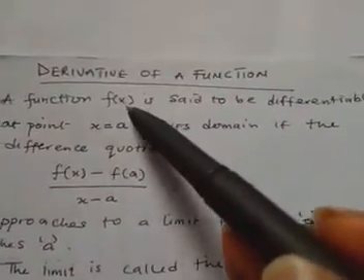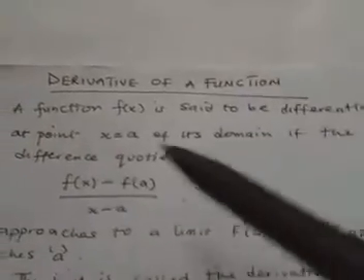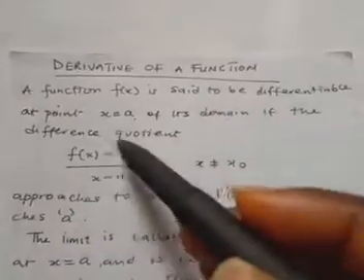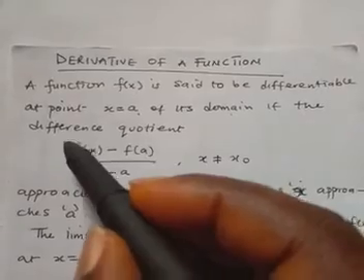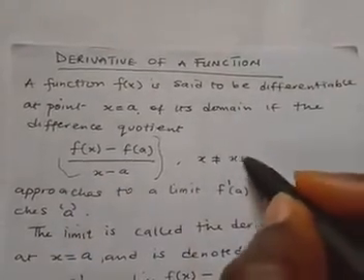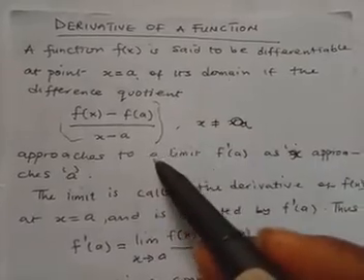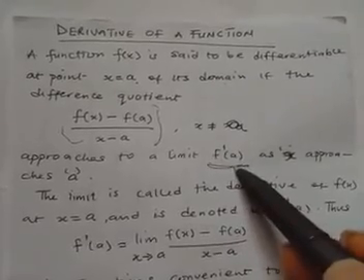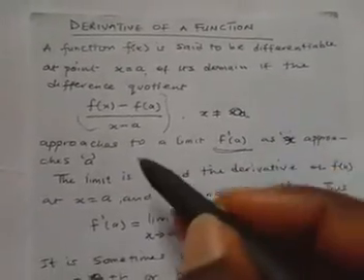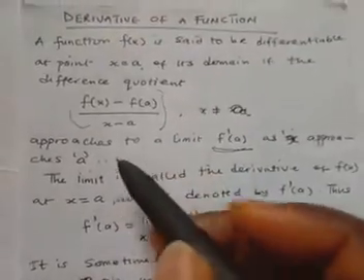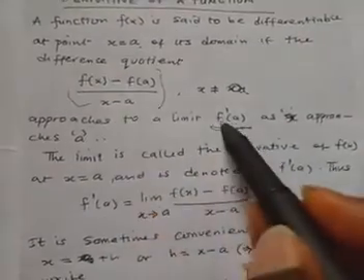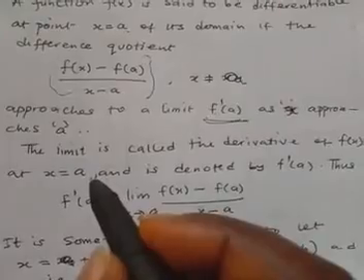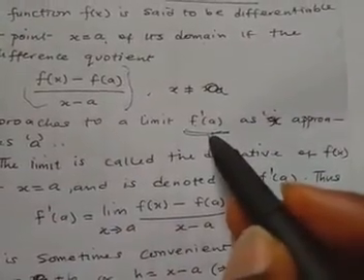We say that a function f of x is said to be differentiable at a point a, that is, at x equal to a of its domain, if the difference quotient, for x not equal to a, approaches a certain limit as x approaches a. This limit we are talking about is called the derivative of f at x equal to a, and it is denoted as we have written it here.